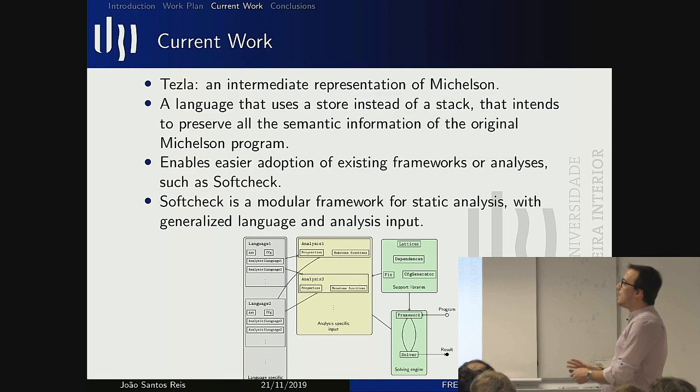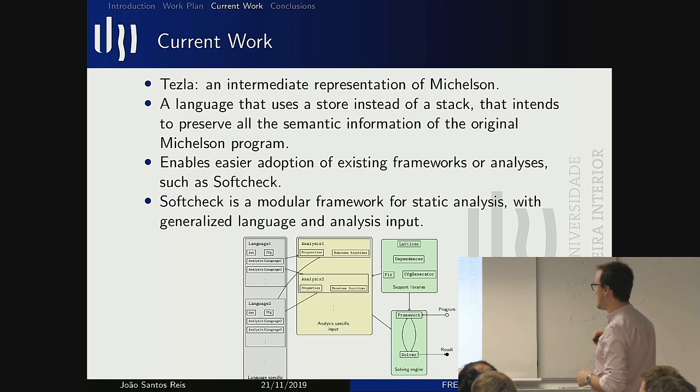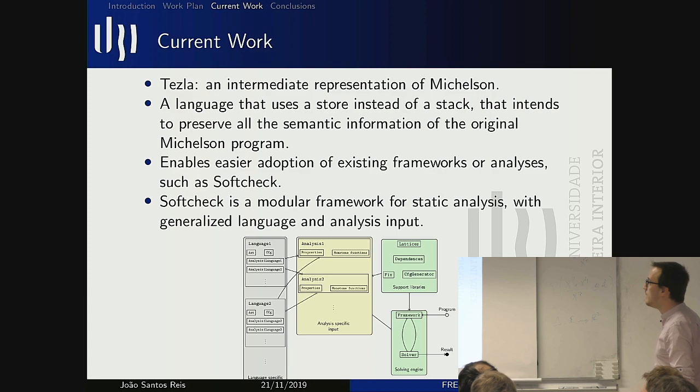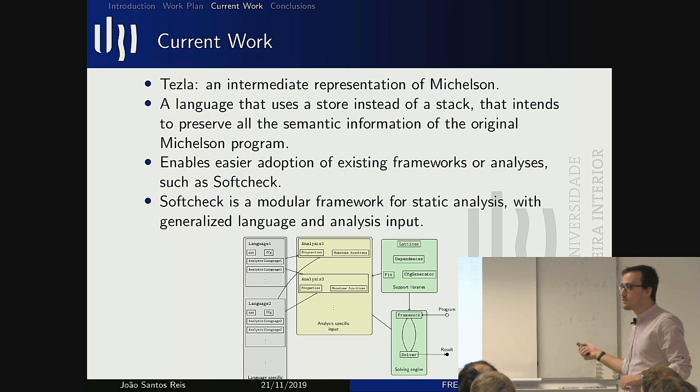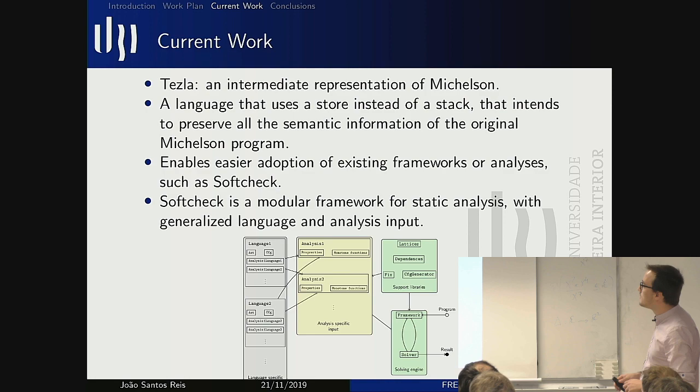As a current work, we have Tesla. Tesla is an intermediate representation of Michelson. It's a language that uses a store instead of a stack that intends to preserve all the semantic information that is present in the original Michelson program. So one might say it's not too far from Albert, okay? Although they have different goals.